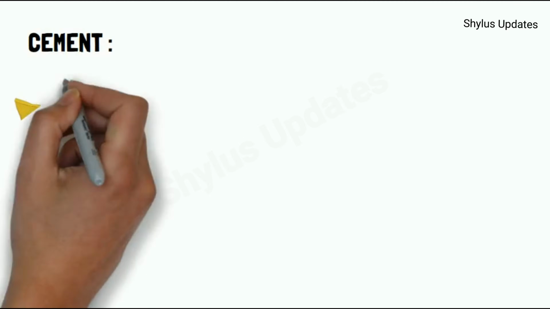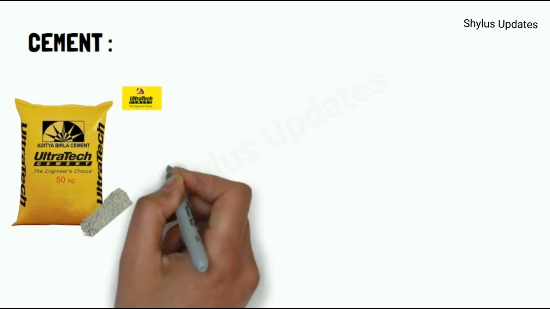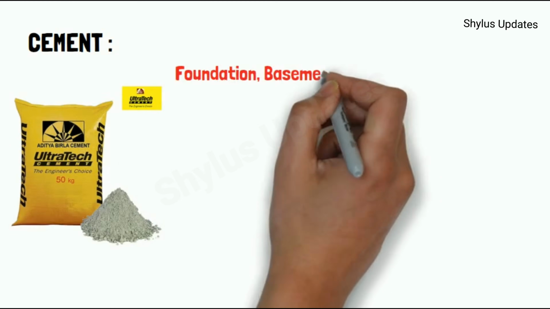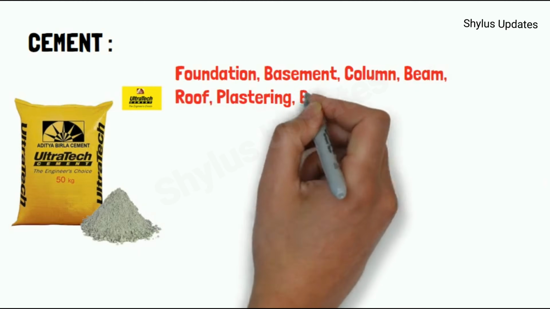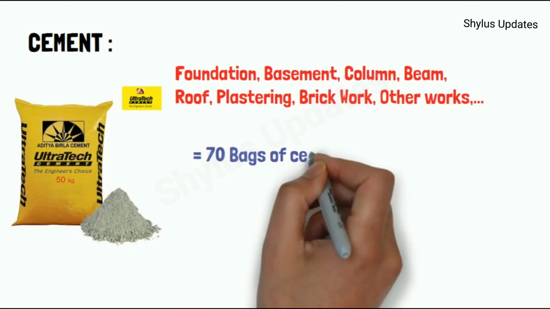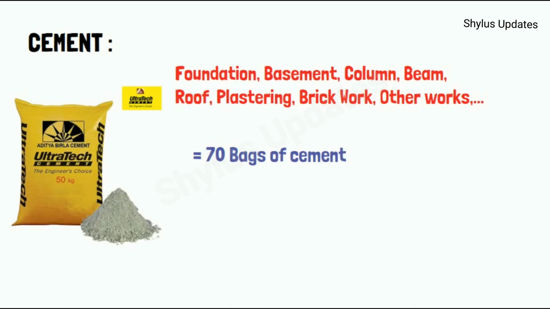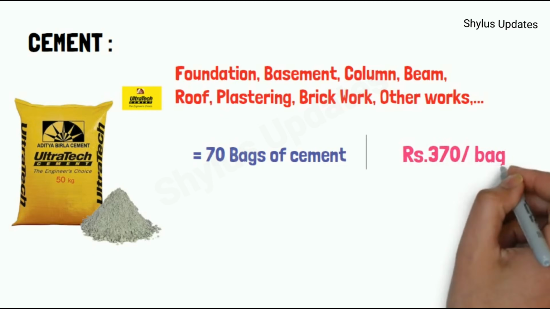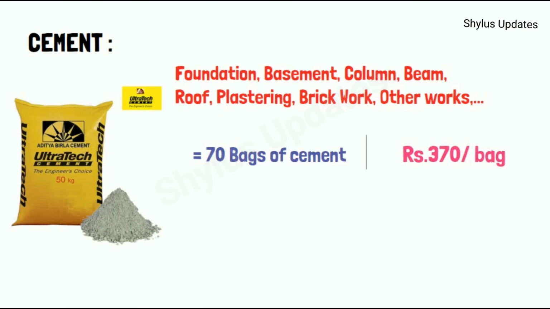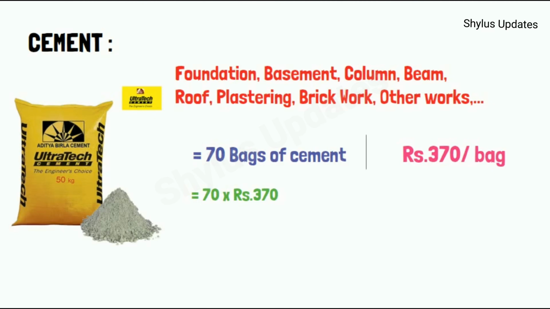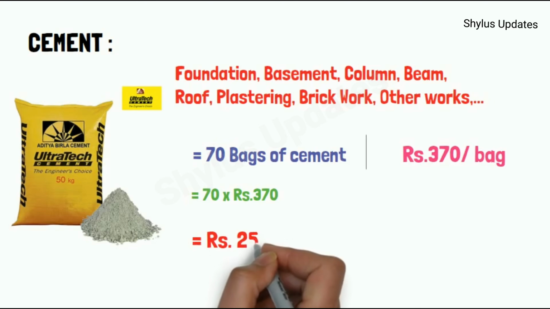Cement. Cement is used in foundation, basement, column, beam, roof, plastering, brickwork, other work, etc. For a 175 square feet house, 70 bags of cement are required. The current market rate of a cement bag is rupees 370. When you multiply 70 into rupees 370, you get rupees 25,900.